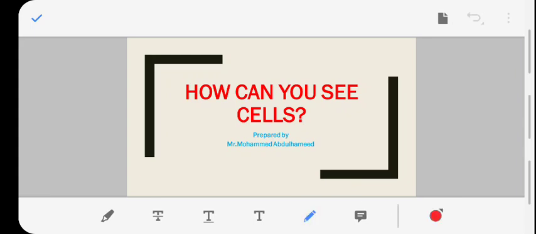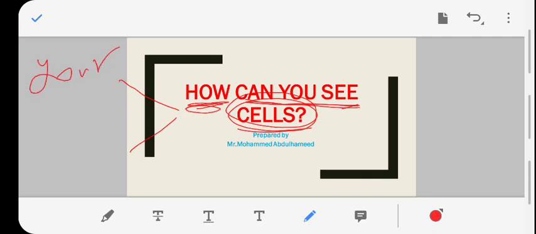Our lesson today is talking about how can you see cells? How can you see cells? Can you see cells by your own eyes or by what? Let's see.